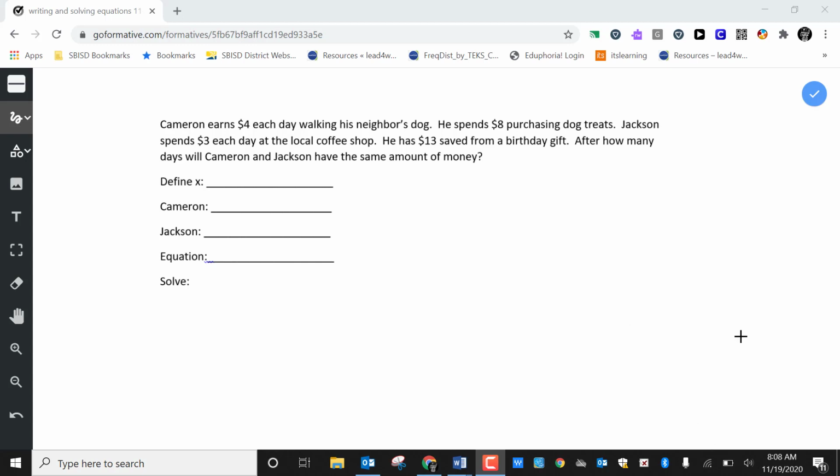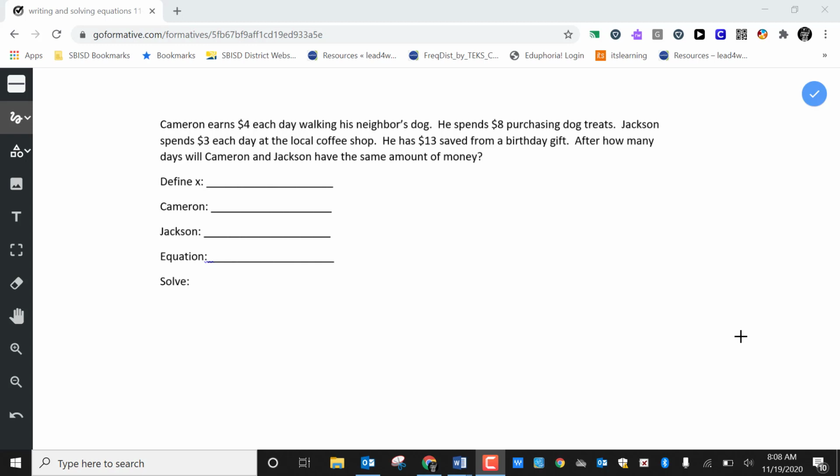Okay, so it says Cameron earns $4 each day walking his neighbor's dog. He spends $8 purchasing dog treats. Jackson spends $3 each day at the local coffee shop. He has saved $13 from a birthday gift. After how many days will Cameron and Jackson have the same amount of money?